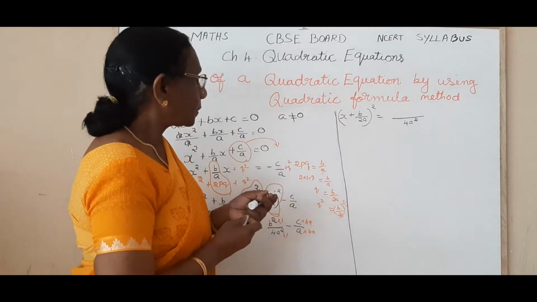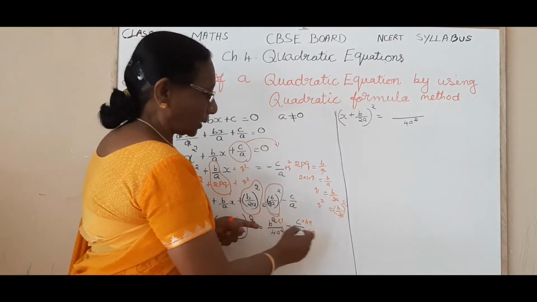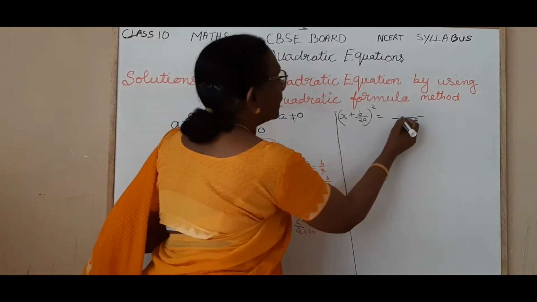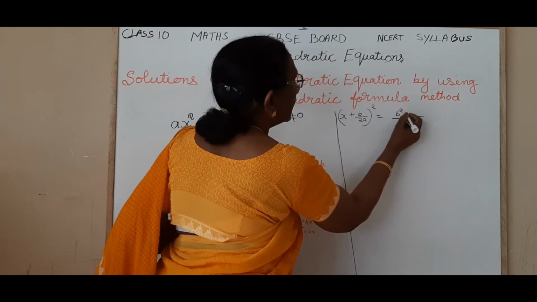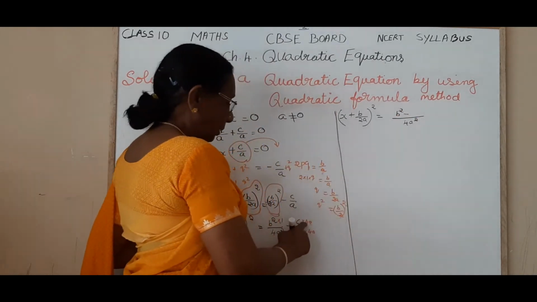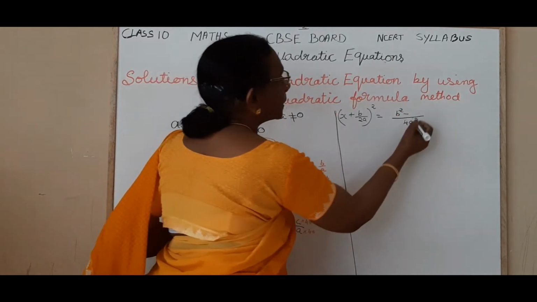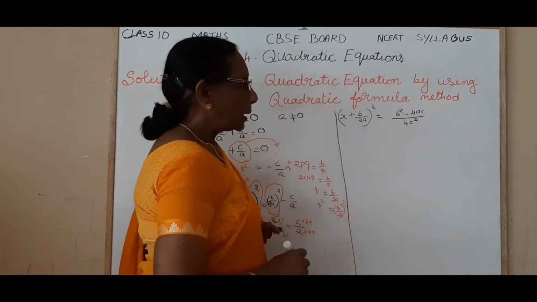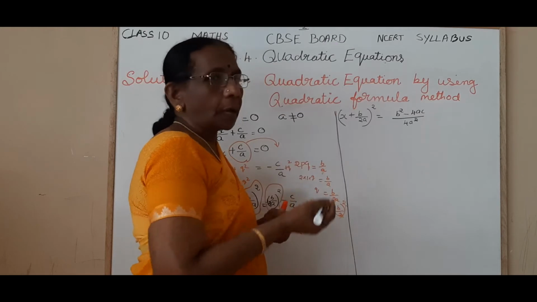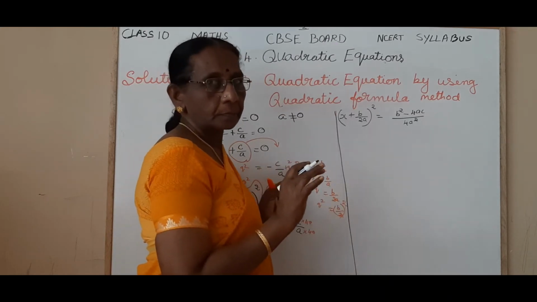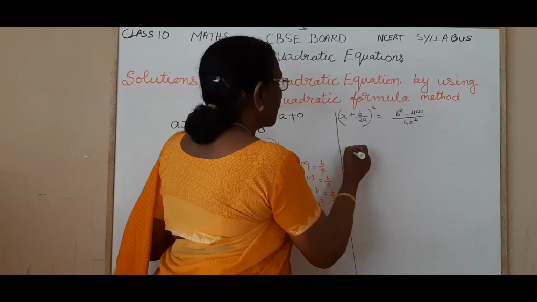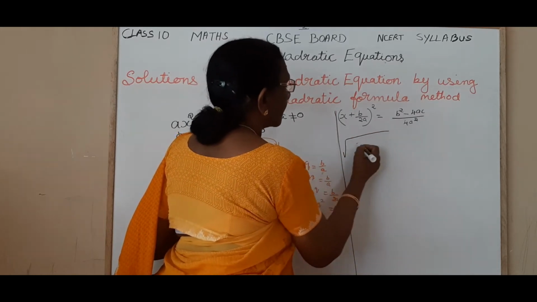Okay. Now, so what will you get? 4a squared is the common denominator. So the first term will be b squared minus 4 into a into c, 4ac. Is it clear? So now you take the square root on both sides. Okay, taking the square root on both sides.